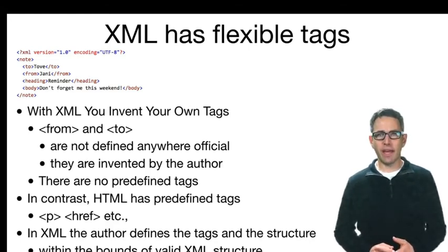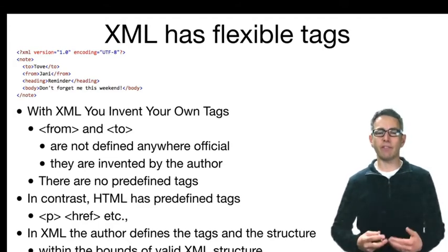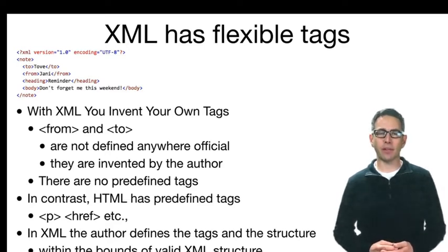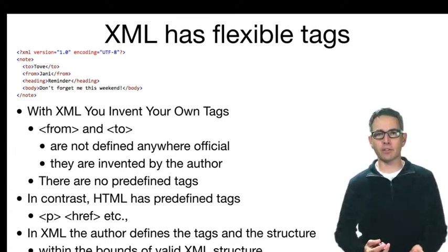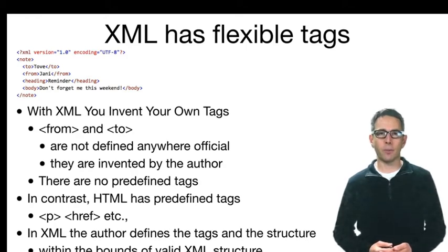Contrast this, for example, with HTML. In HTML, there's this idea of tags where you have things like the p tag for a paragraph or an href tag for a hyperlink. Those are tags that have roughly the same structure as XML, but they are predefined. They're a certain kind of tag that's part of the HTML structure that's defined, and what it means to put a p tag or an href tag in an HTML document is well known. In XML, the author defines the tags and the structure within the bounds of valid XML syntax or valid XML structure.